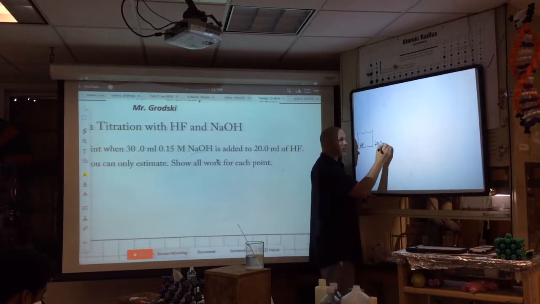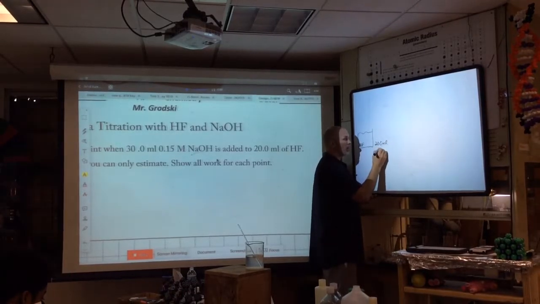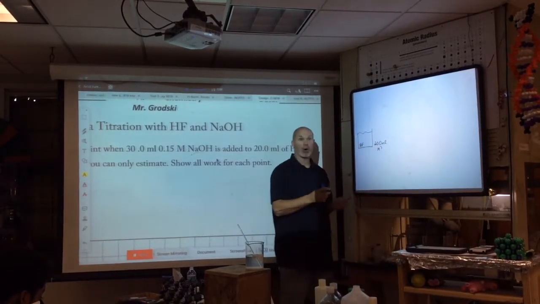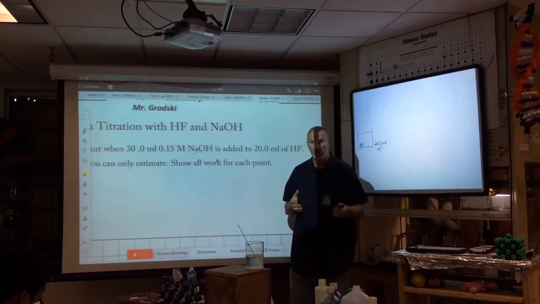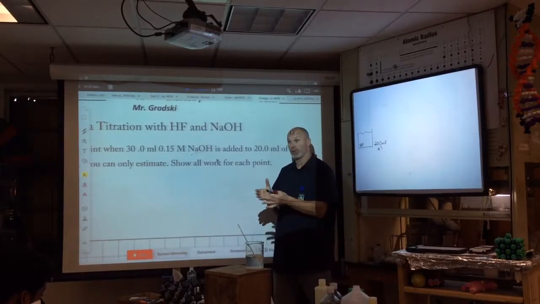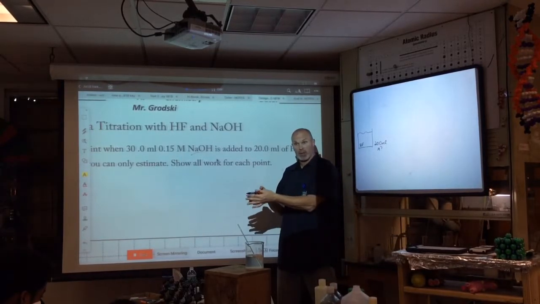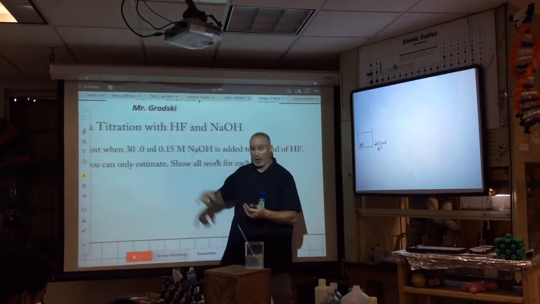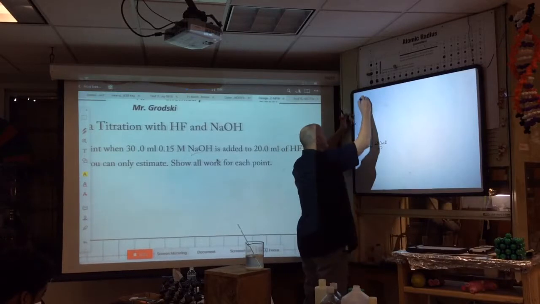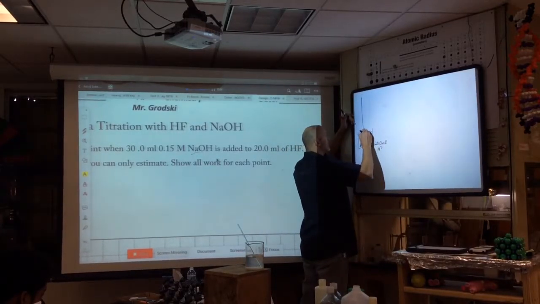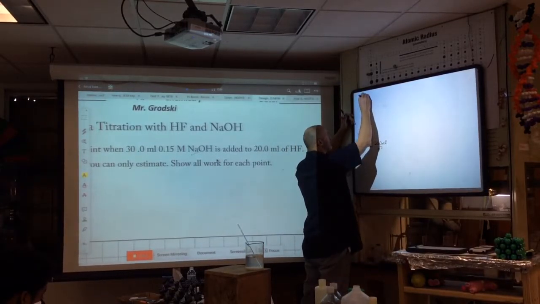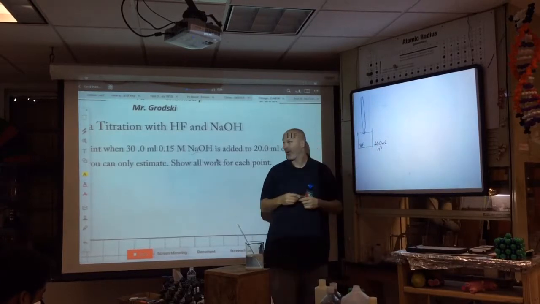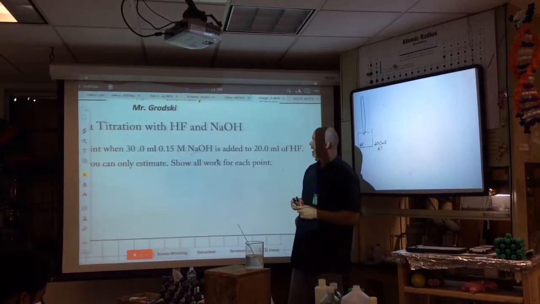Hey, you notice something? They didn't give me what? They didn't give me the molarity. So what do we do with titrations? Titrations help us determine the concentration of something unknown using some standard information. So guess what? I've got a burette. It doesn't have to be a burette, but that's a pretty thick burette there. But what I have in that burette is NaOH.